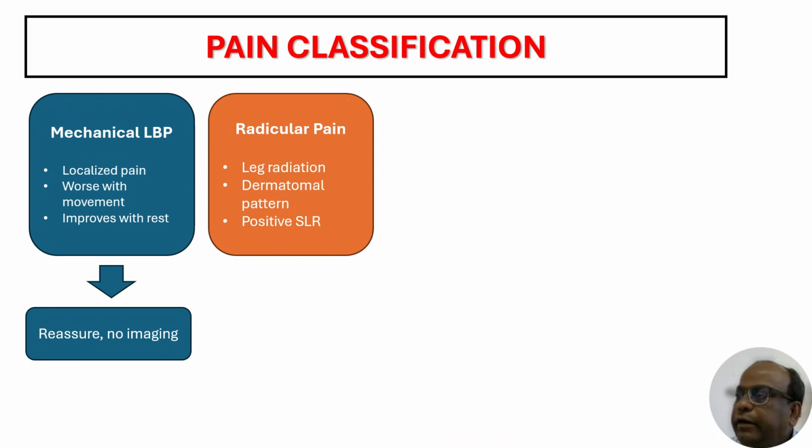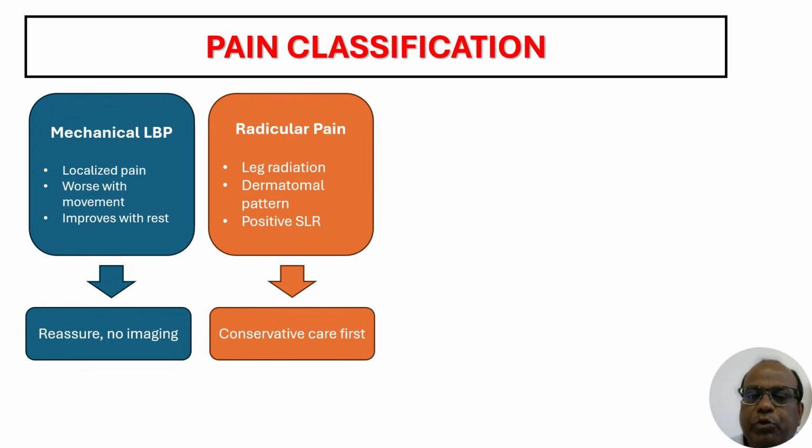Radicular pain travels down the leg. It follows a nerve root pattern and may cause tingling or weakness. Radicular pain usually improves with conservative treatment.